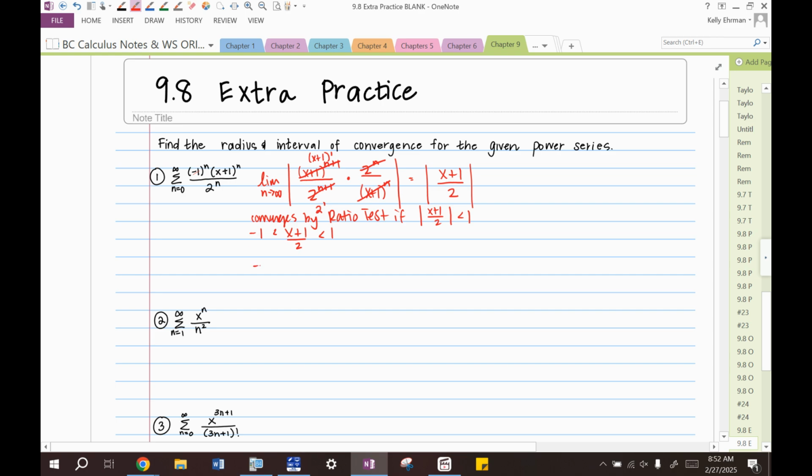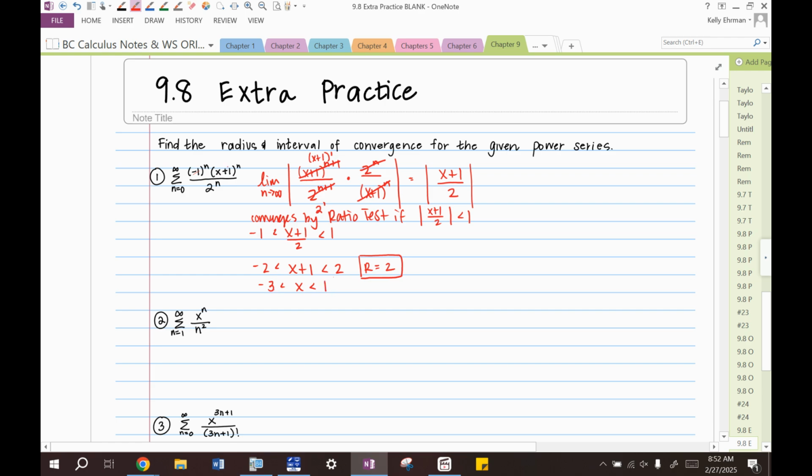So multiply by 2. Now, when you get to this line where you've isolated the x minus c between two numbers, that shows you your radius. So I can say right now the radius of convergence is 2. And then solve for x to find the interval. So subtract 1, you're going to get negative 3 is less than x, which is less than 1. But remember, you need to check these endpoints.